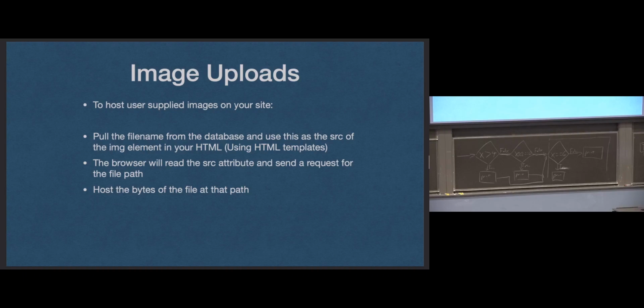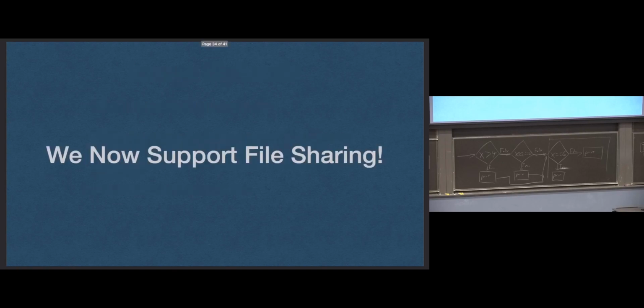Got ahead of my slides. Now we support file sharing. So users can, at this point, we effectively have like a 4chan clone. I need a better example of referencing. But we have an image bulletin board. Users can post chat messages and post images to that chat to share, whatever images they want to share. So we now support that, which is pretty cool.